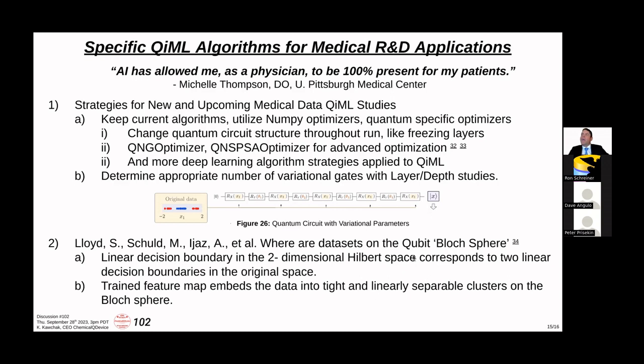Now, this has been done by Kristan Temme at IBM. Like I said, Seth Lloyd, Maria Schuld, and I forget her first name, but IJES basically. And then this last one, train feature map embeds the data into tight and linearly separable clusters on the Bloch sphere. They've actually made quantum circuits just for specific data sets, but if we don't understand what's going on between the qubit and large data sets, then it's no good, that's important. So you just have to read a lot of these papers, I would say.